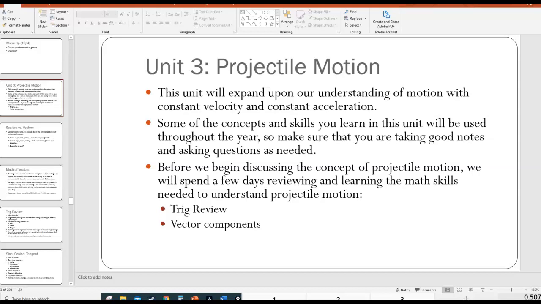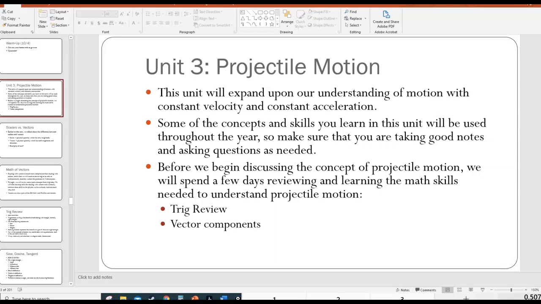Okay, so today we are starting Unit 3, which is called Projectile Motion. This unit falls under the umbrella of mechanics, and basically in this unit we're going to be expanding upon our understanding of motion by looking at a situation where you have constant velocity and constant acceleration at the same time. Okay, and so we're just going to keep building on the skills that we developed in the last unit. Some of the concepts and skills that you learn in this unit are going to be used throughout the school year, so please make sure that you're taking really good notes, asking questions as needed.